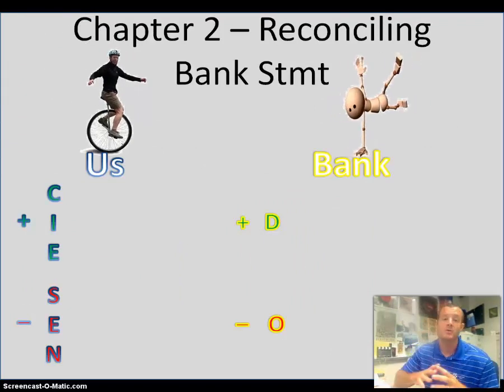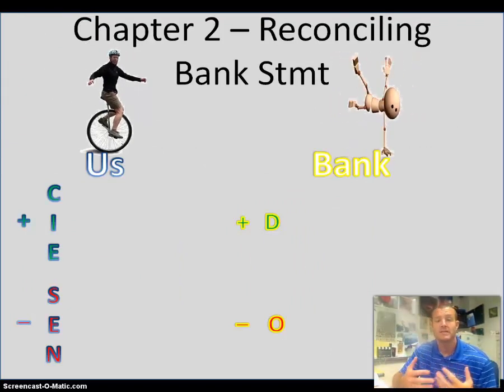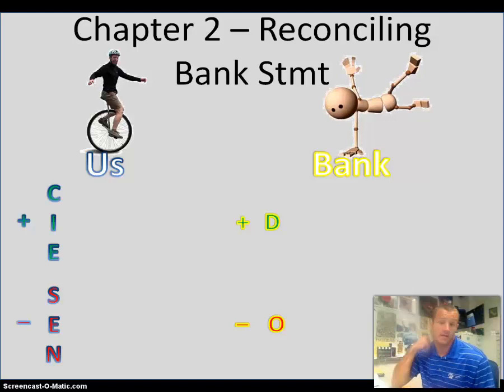The memory cue that we're going to use for this is C-SEN-DO. And that's a memory cue that I came across several years ago from another accounting teacher, a professor out at UConn, and it's a great memory cue. We are going to be on the left side, the bank's going to be on the right side. The way you remember that is the bank's always right. So the bank's on the right side for the memory cue. It makes it easier to remember this as well. Bank is always right, bank's on the right side.